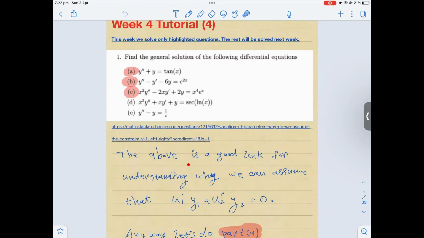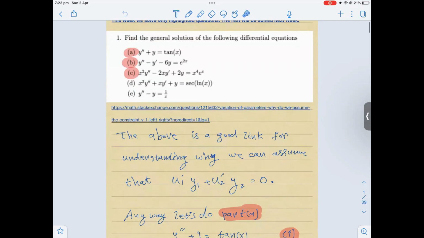For doing that, there is an assumption that we will see: u1 prime y1 plus u2 prime y2 equals 0. So why do we do this? I will share my handwriting in this web link, and you can see why. Because it's too far from the topic, I won't talk about this.